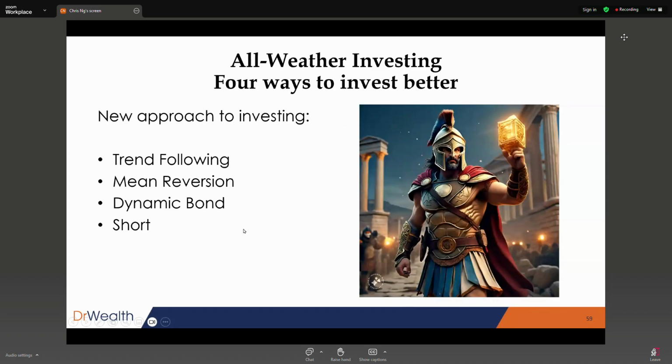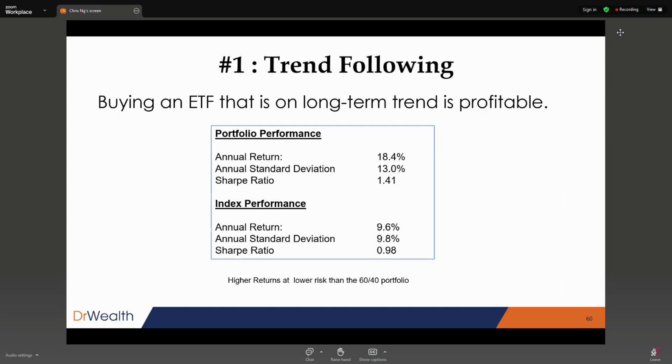All right. And so I'm going to summarize how we invest well when markets are trending up and when markets are trending badly. The all-weather investing comes in 4 parts: trend following, mean reversion, dynamic bond, and short. I'm going to explain these 4 approaches one by one, so you sort of understand what it is. Collectively, they cover most of the trading techniques taught by many other course providers.